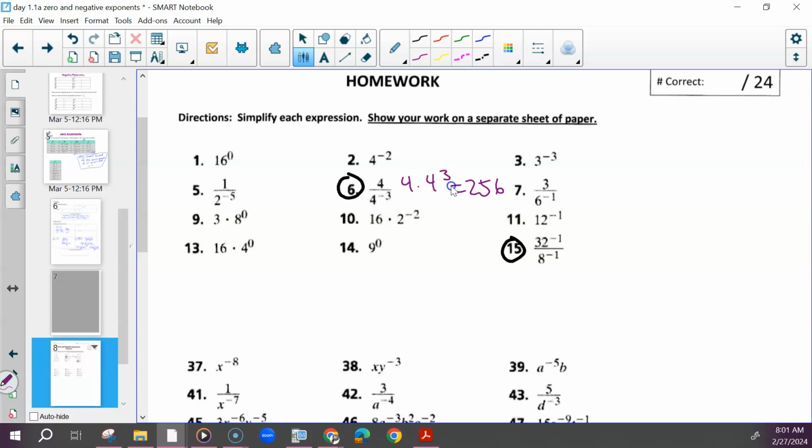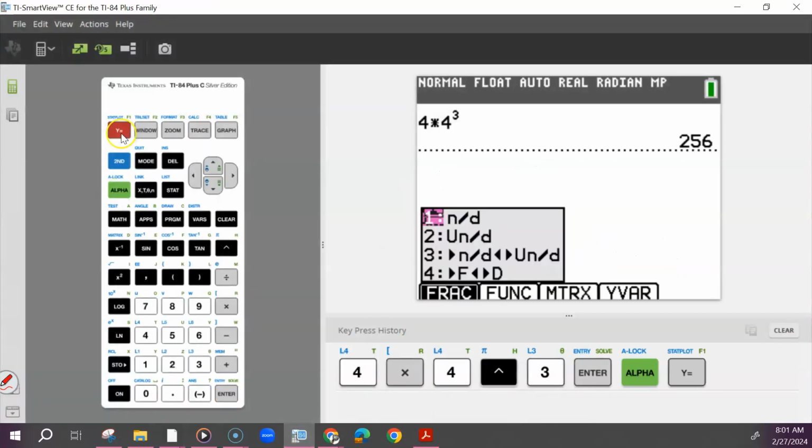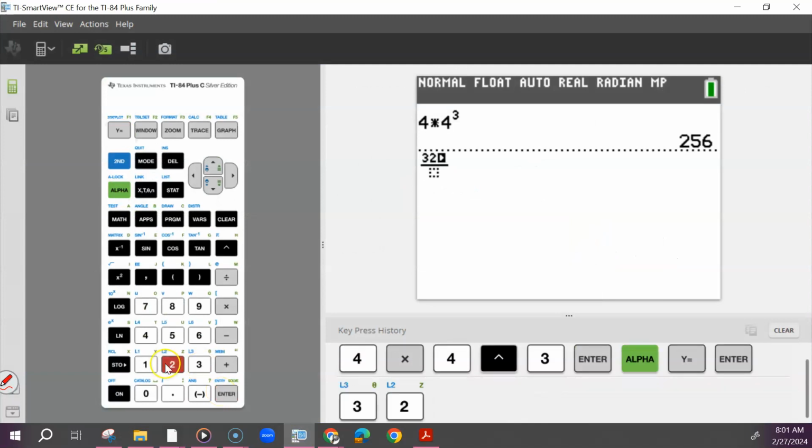For 15, 32 is going to get moved to the denominator. 8 is going to get moved to the numerator. So basically these are going to switch. You don't need the 1, and then you can divide or simplify. If you had put either of these into the calculator, it would have also given you the right answer. Now all of these won't do that, but some of them will.